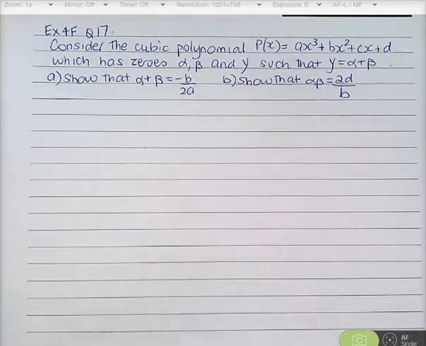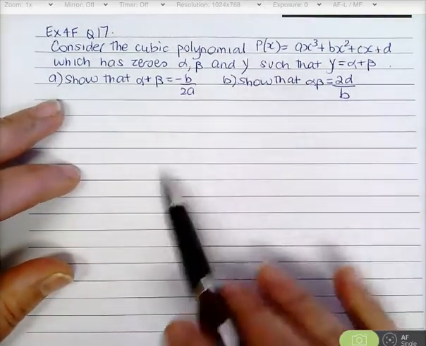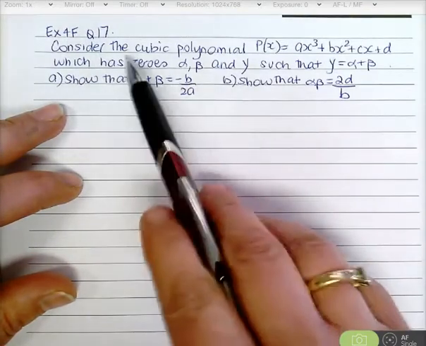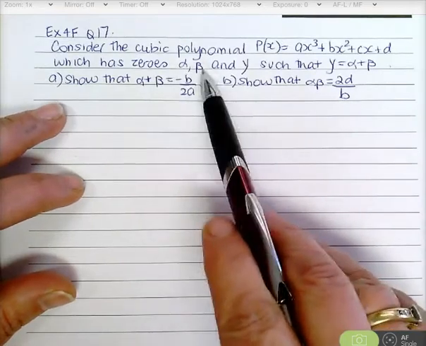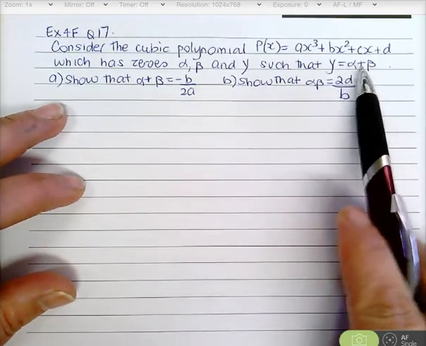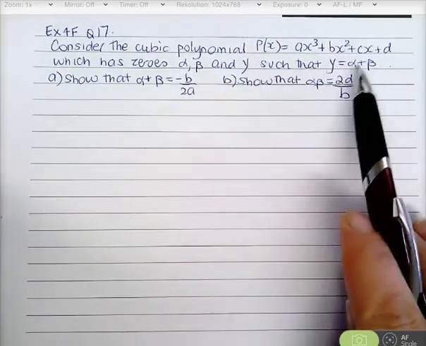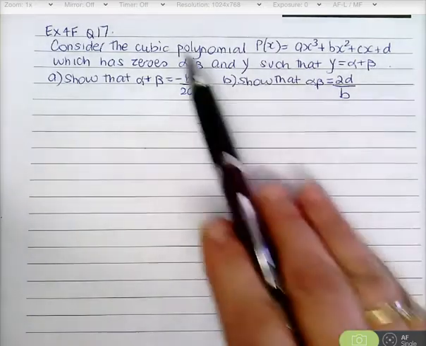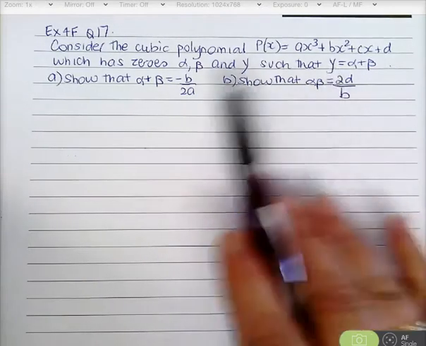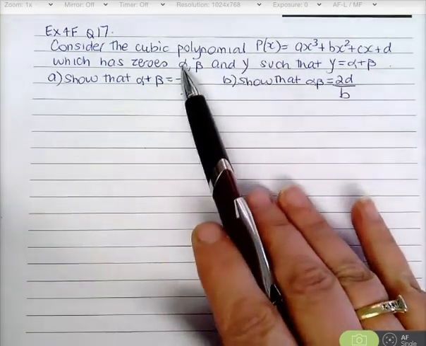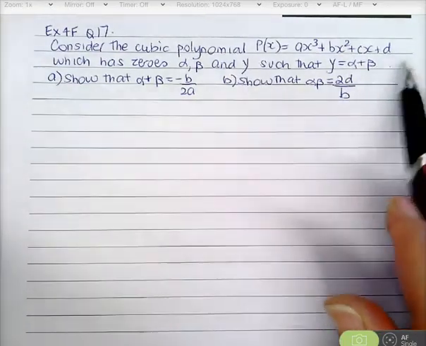Exercise 4F, question 17. Again, this is another tricky question that's a little bit different to some of the things that we've been doing. So we've got this cubic polynomial because it has a power of 3, and it has zeros alpha, beta, and gamma, such that gamma equals alpha plus beta. So the way that this would be worded is that one of the roots is the sum of the other two roots. So we could say, consider a cubic polynomial where one of the roots is the sum of the other two roots. So you would let the roots be alpha, beta, and gamma, but gamma would be alpha plus beta, which is the sum of the other two roots.